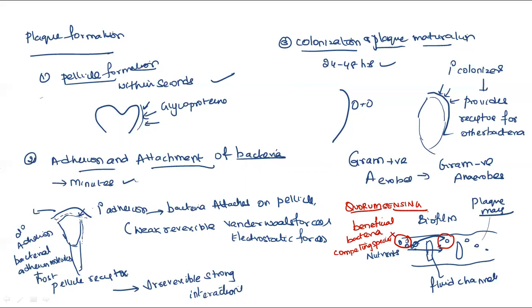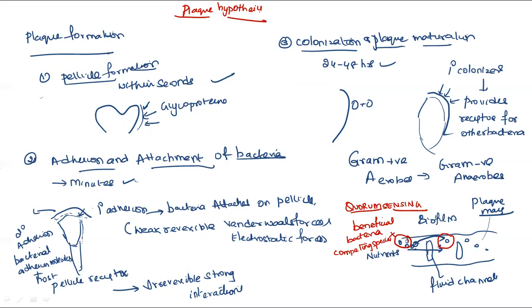All right. So we talked about biofilm, that is, fluid channels run through the plaque mass, permitting the passage of nutrients. And quorum sensing is nothing but how one bacteria communicates with another, and it encourages the growth of good, beneficial bacteria, and it will make sure that competing species are not growing. All right. Now coming to plaque hypothesis.